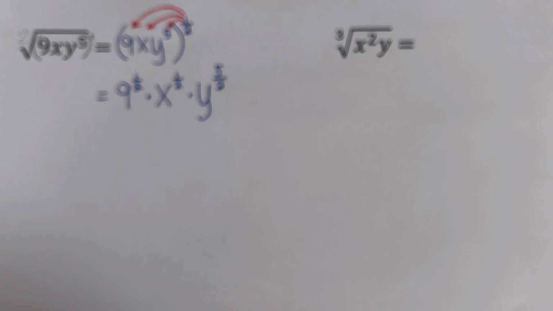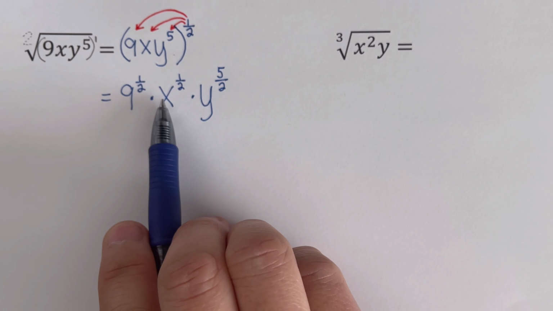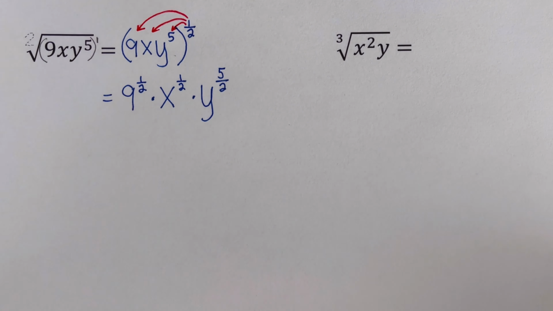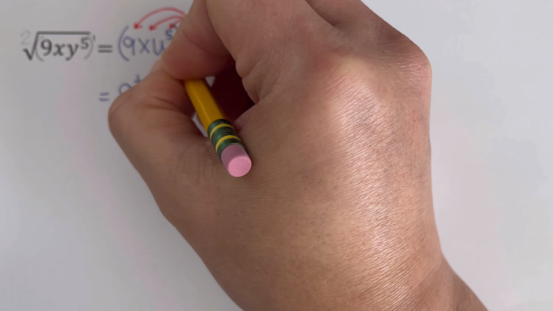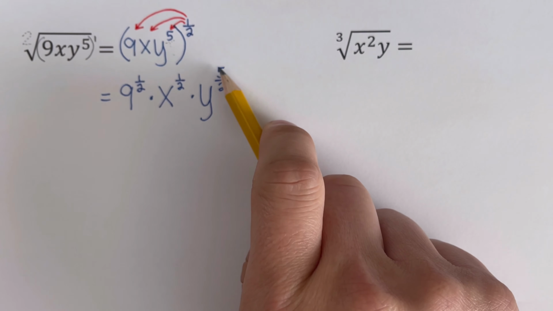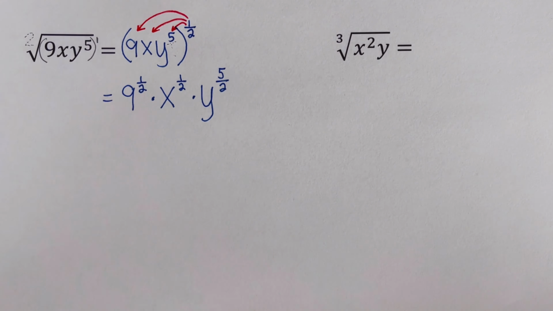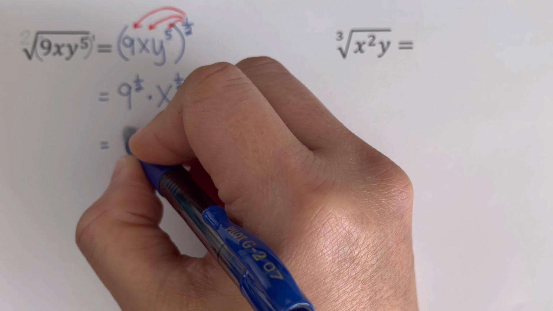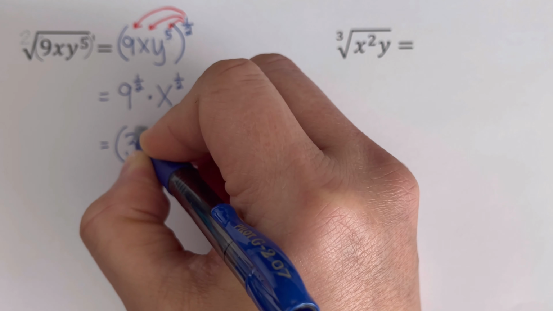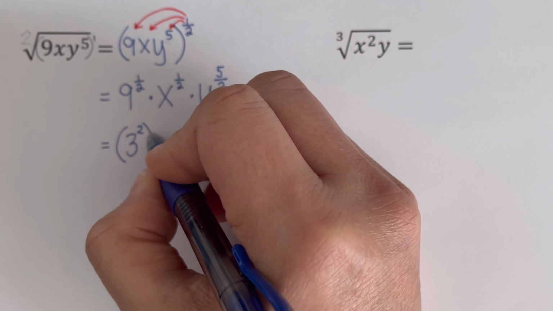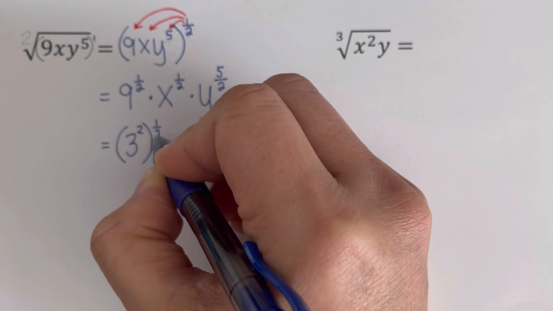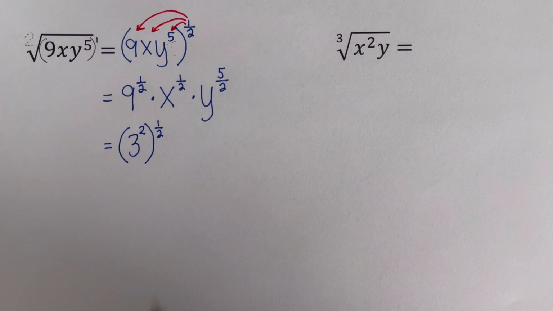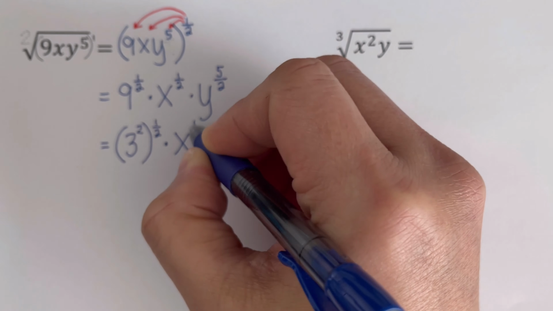So what I did here was that 9 is going to get the 1/2, and then this x is going to get the 1/2, and then the y here is going to become 5 over 2, because again, remember, this 5 here has an invisible denominator of 1, so 5 times 1 is 5, 1 times 2 is 2. So we can simplify this further. Now we remember that this 9 can be written as 3 squared. That means 3 raised to the power 2 is 9, and this whole thing is again raised to the power 1/2. So 3 times 3 is 9, and that's the 9 right there, and this 1/2 is the exponent of 9. And so we write the rest of them.